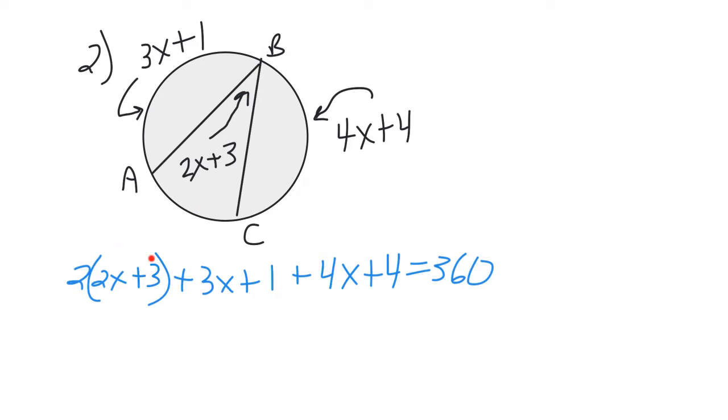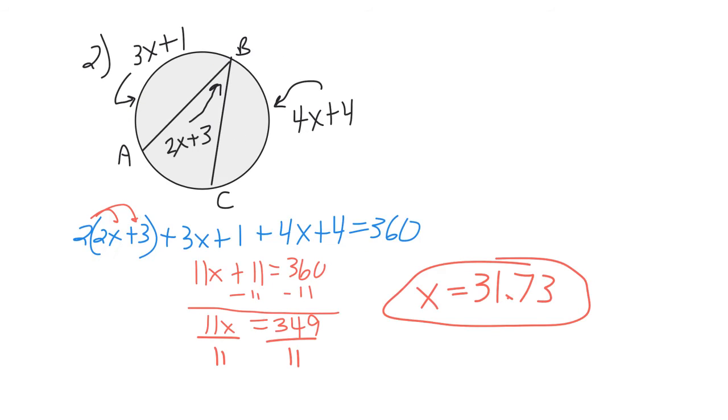So 2 times the inscribed angle, plus this, gets us all the way around the circle, which is 360 degrees. So again, we can distribute, combine like terms, do things to both sides, and in this case it does not come out to an even number, so I did it on the calculator and rounded to 2 decimal places.